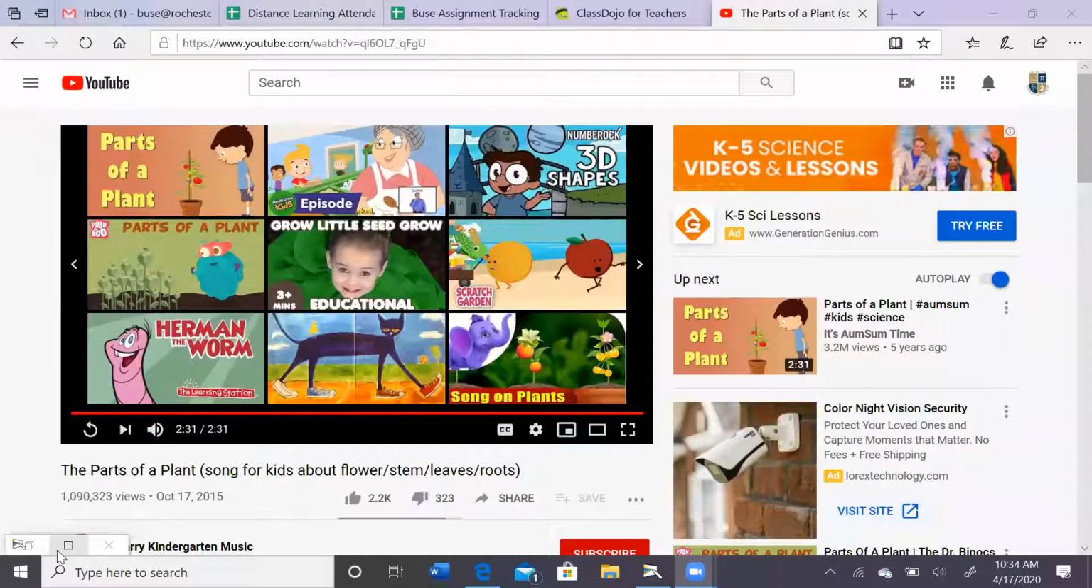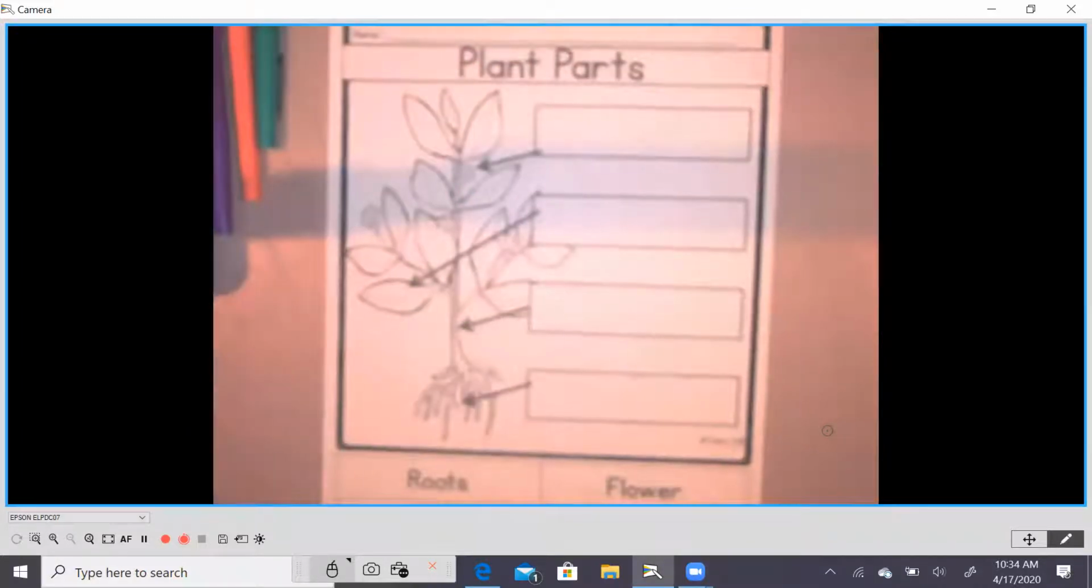Okay, so what we are going to do is you need to go ahead and grab your plant resource packet that we sent home because we are going to be using a page out of that book. Feel free to hit pause and grab that if you need to. Okay, and I'm going to show you our paper. Once you have that, go ahead and grab the paper that looks like this.